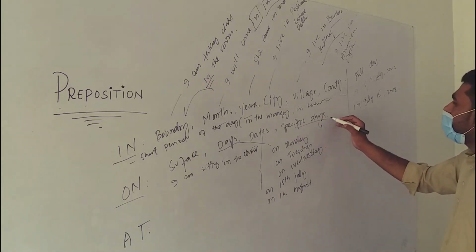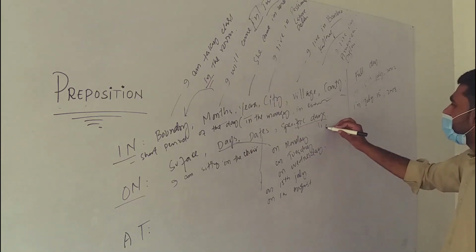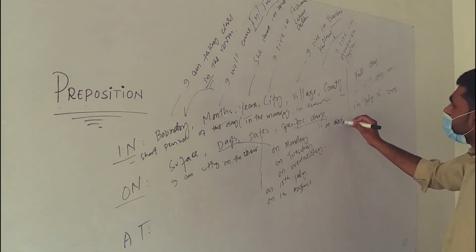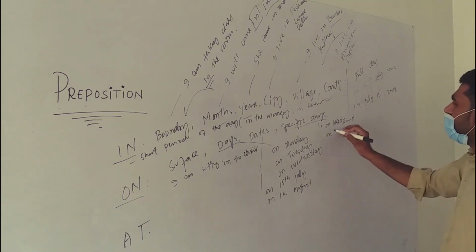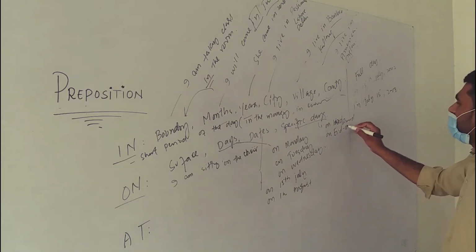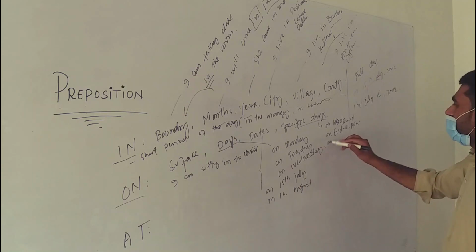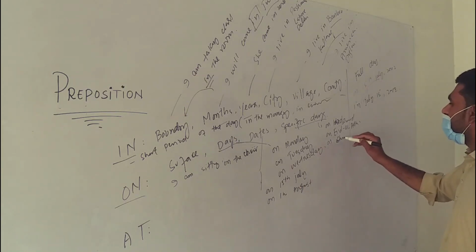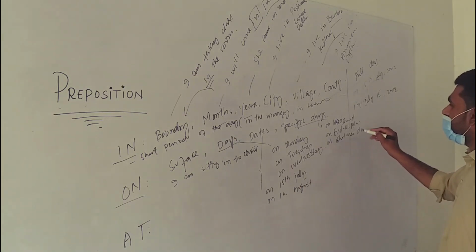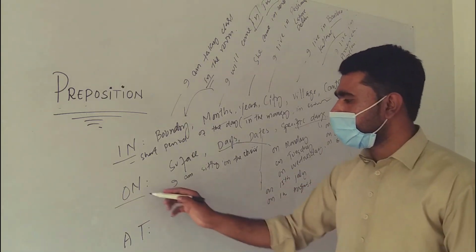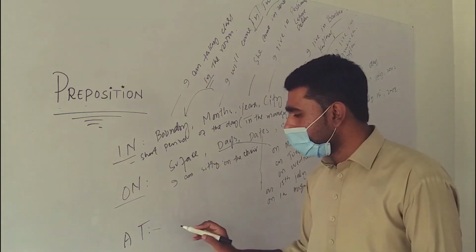Specific days, for example, on Independence Day, on Eid al-Adha, on Women's or Children's Day. So that was the usage of on. Now we should come to at.